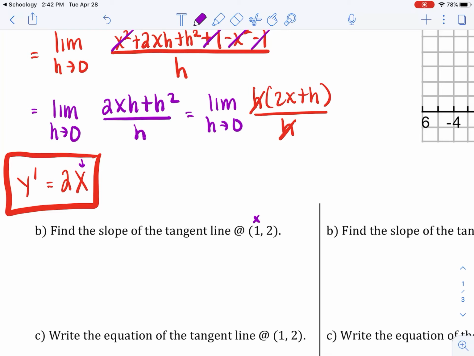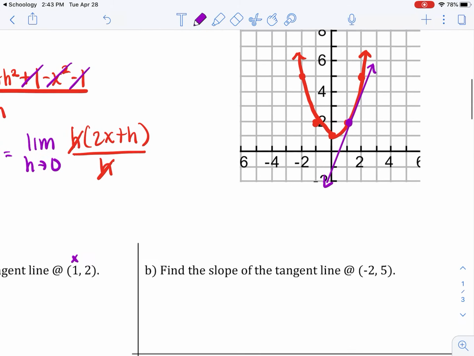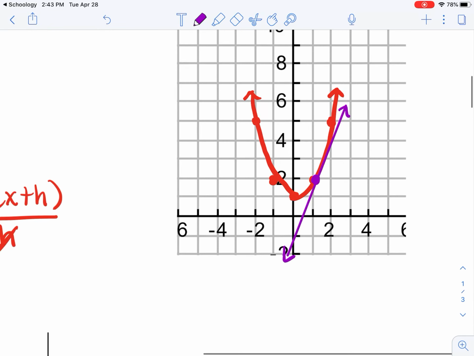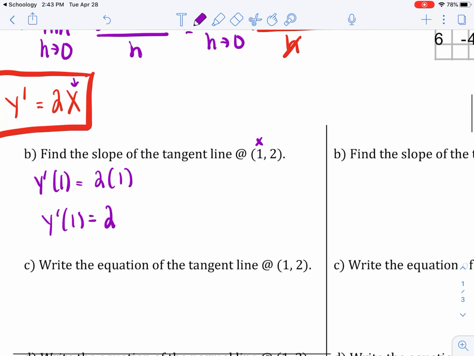We are going to plug the x value into our equation. So we have y prime of 2 times 1. Or I should say, I'm plugging in 1, so I should say y prime of 1. And I get y prime of 1 is 2. So the slope is 2 there. If you look at 2 over 1, it's pretty accurate. The line I drew is pretty accurate, which is shocking to me.